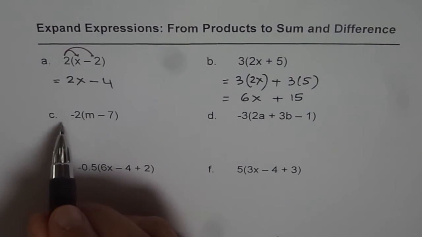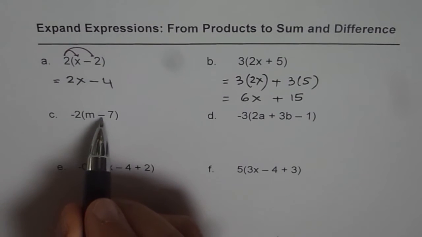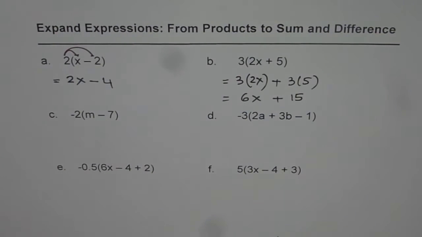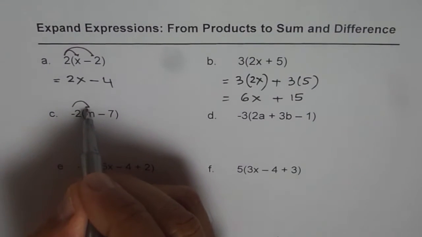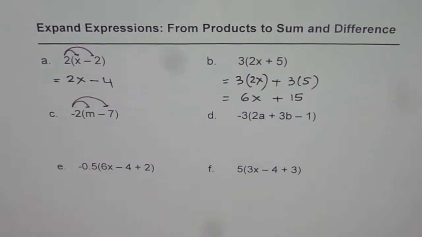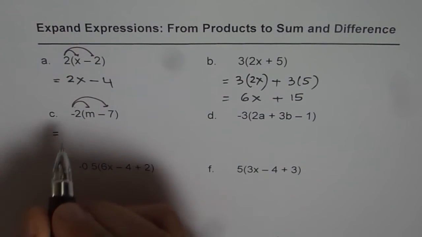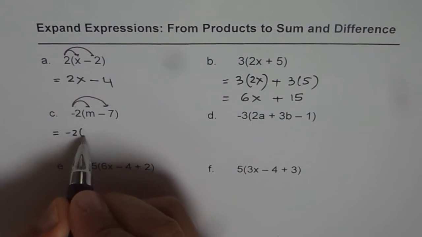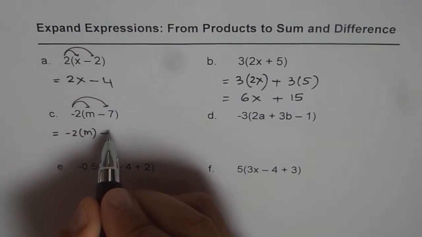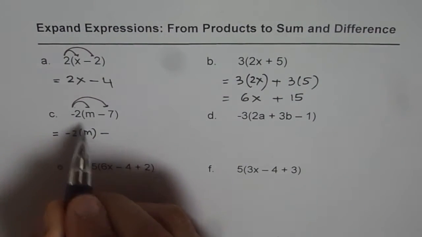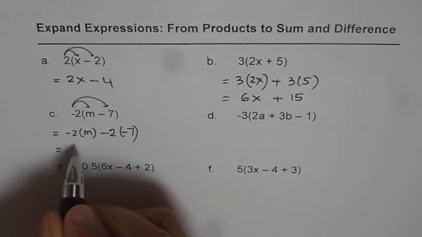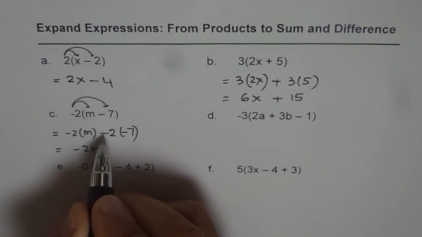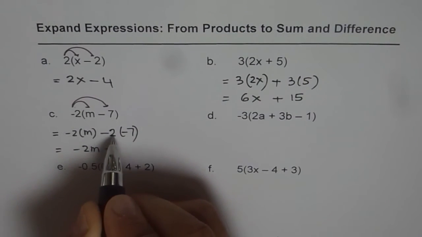Part C is minus 2 times m minus 7. Now you are going to multiply m and minus 7 by minus 2, so both should be multiplied. That is what we're trying to do. Let me do it in steps. Minus 2 times m, minus, so we can write minus 2, the first term, times minus 7. So we get minus 2m, minus and minus becomes plus, 2 times 7 is 14.